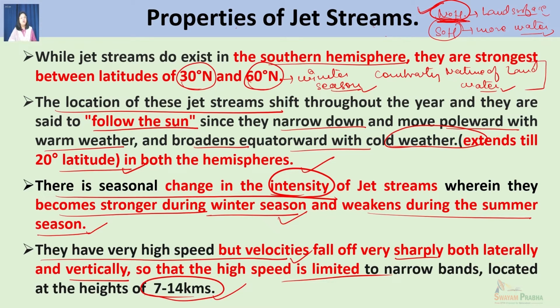So it is not that the entire river or entire stream of the jet stream blows with a very high intensity. There are certain sections in the central part of the jet streams where the velocity of winds is very high, but towards the peripheral ends, towards the outer margins, the velocity decreases. So the velocity is not uniform and decreases drastically on moving vertically downwards towards the Earth's surface, and the high velocity is concentrated mainly between the heights of 7 to 14 kilometers in the troposphere above the ground surface.